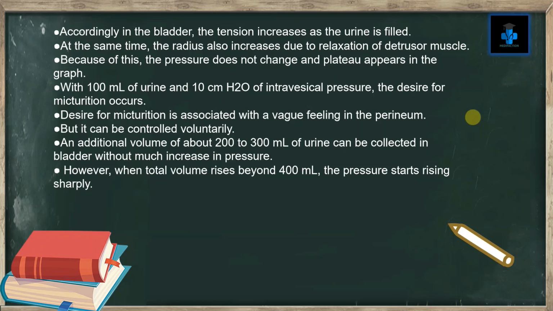An additional volume of about 200 to 300 ml of urine can be collected in the bladder without much increase in pressure. However, when the total volume rises beyond 400 ml, the pressure starts rising sharply.